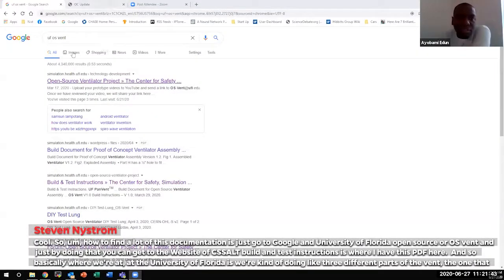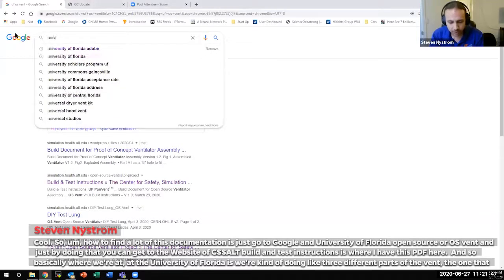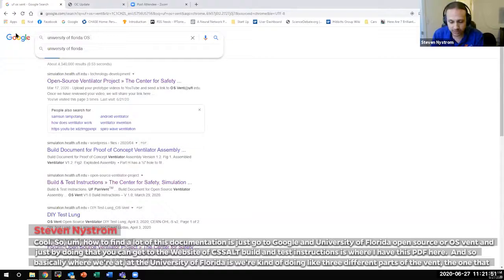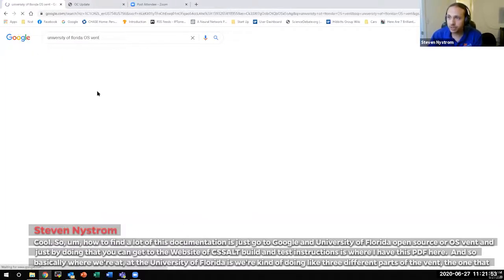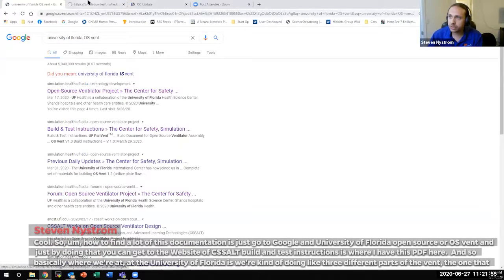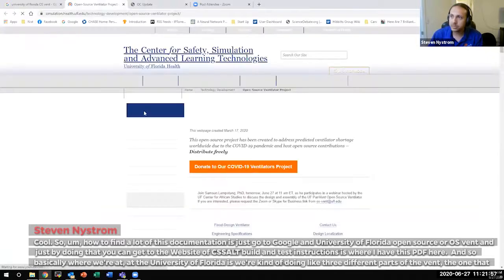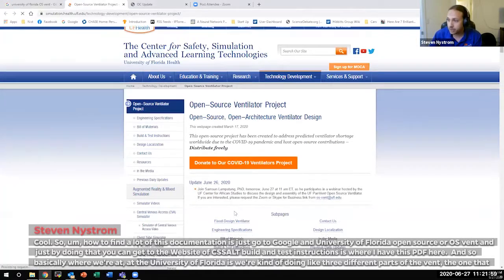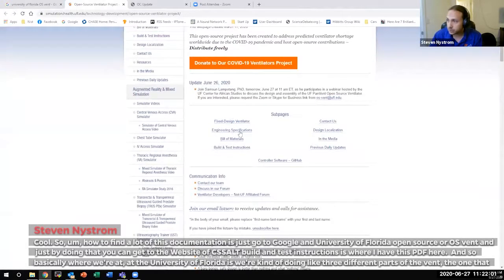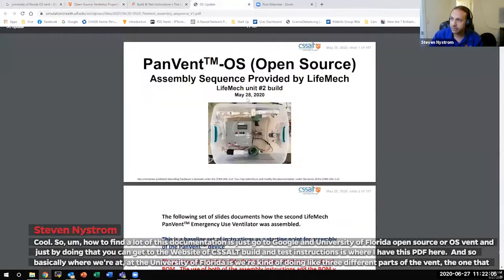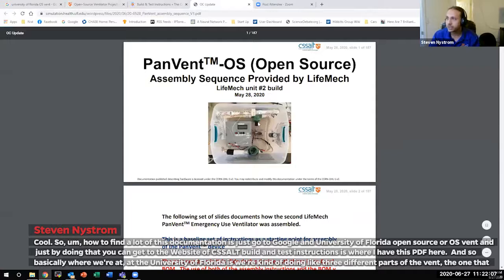Sure. Cool. To find a lot of this documentation, just go to Google and search University of Florida open source or OS Vent. By doing that, you can get to the website for CSSALT. The build and test instructions is where I have this PDF here.